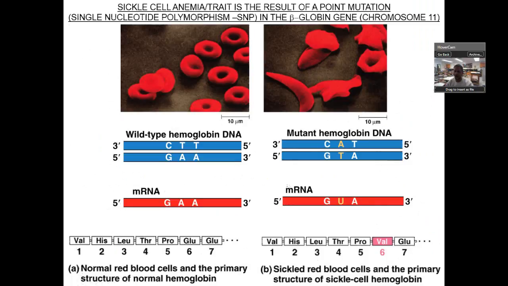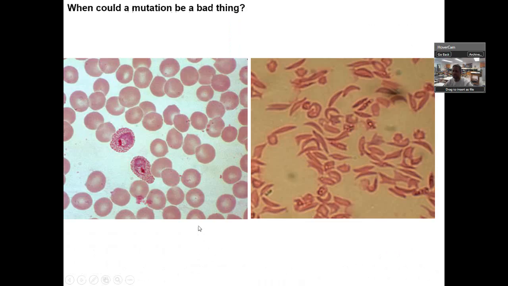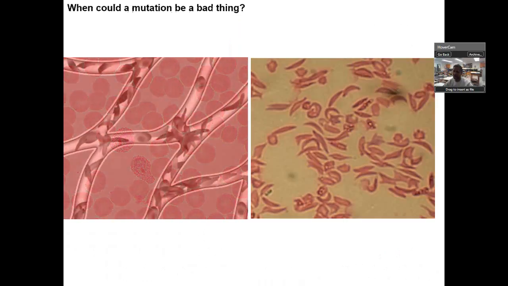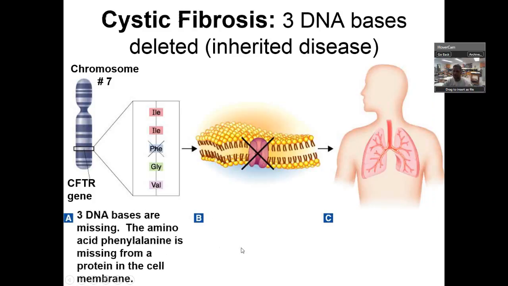Okay, sickle cell is another example. Let me show you. It literally is one letter on the DNA that gets changed, and then it is transcribed, and you get valine where you're supposed to have glutamic acid. That causes sickle cells, and the impact is anemia, because your blood cells can't make it through the blood vessels as well as they could because of their sickled shape. And cystic fibrosis is another example.